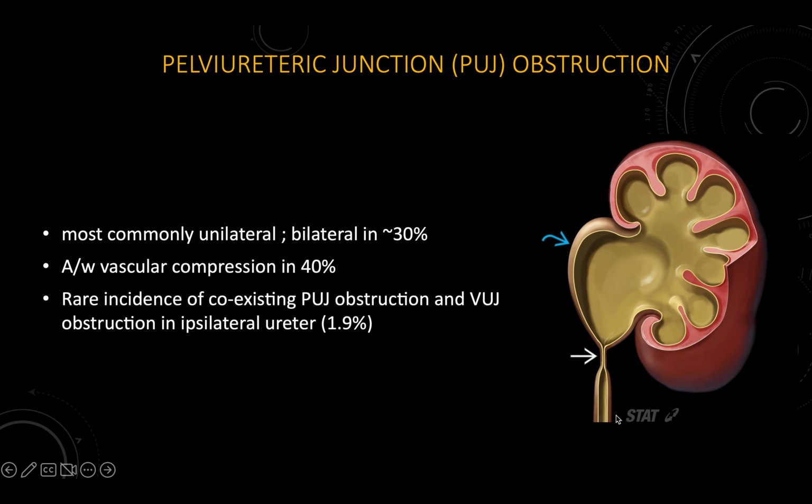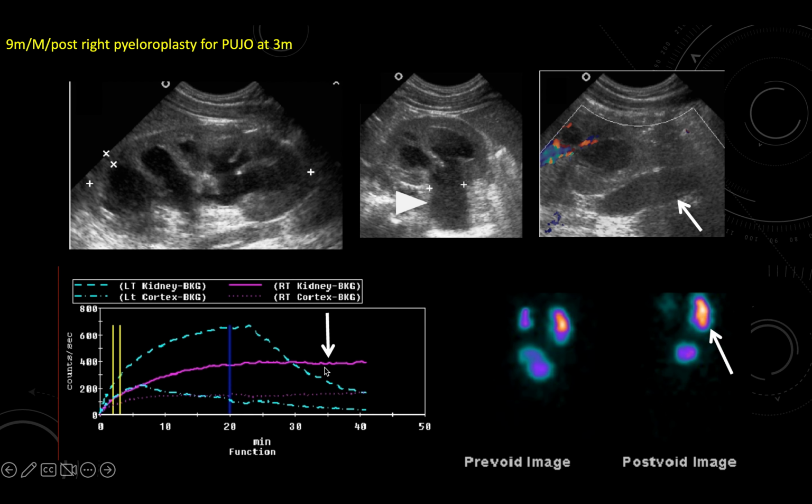So this is a typical presentation of pelvic ureteric junction obstruction, most commonly unilateral, but 1/3 of the cases can be bilateral, and about 40% of cases are associated with vascular compression at the level of the truncated pelvic ureter dilatation. There is a rare incidence of coexisting PUJ obstruction and VUJ obstruction at the same time in the ipsilateral ureter, but that can occur. In this case, about 1.9% of cases.